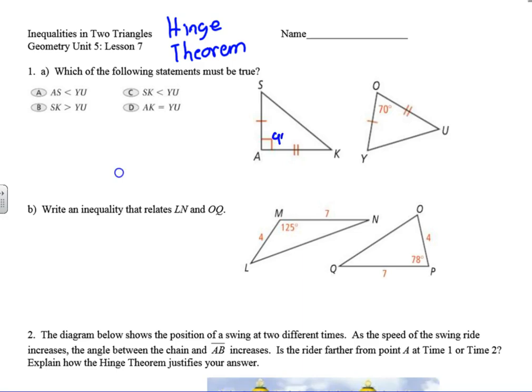So in this triangle we have a 90-degree angle. In this triangle we have a 70-degree angle. Therefore, because 90 is greater than 70, CK must be greater than YU. All right, since the two sides are there, we know that this relationship of not CK, excuse me, SK has to be greater than YU, because the 90-degree angle is opposite this side and the 70-degree angle is opposite that side. So SK is greater than YU.